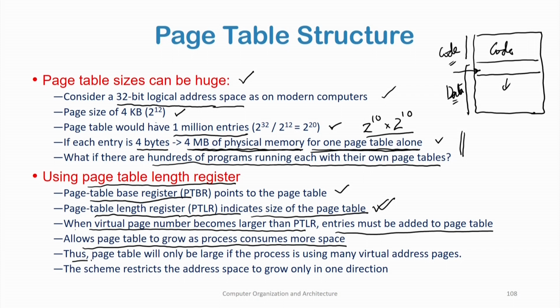Now, when I have this page table length register, I can grow and shrink the page table of the process according to the amount of space the process is actually needing at a given point in time. Thus, the page table, with the use of a length register, will only be large if the process is using many virtual address pages. However, the scheme restricts the address space to grow only in one direction.